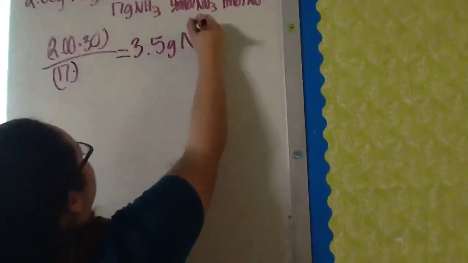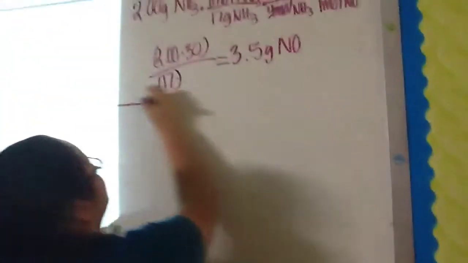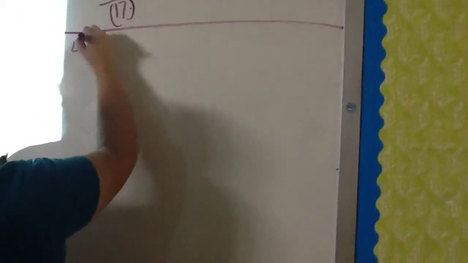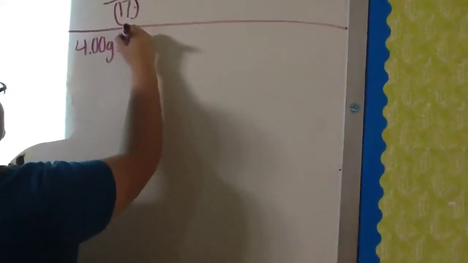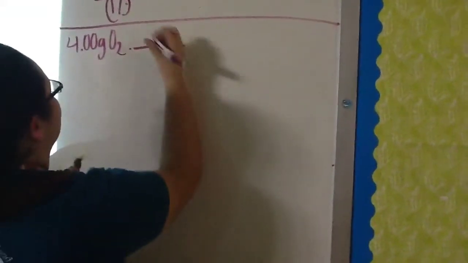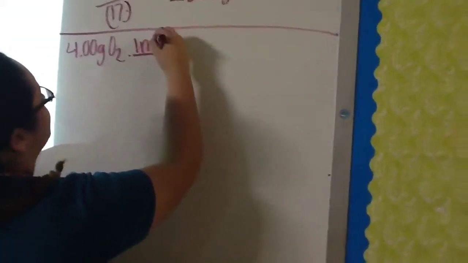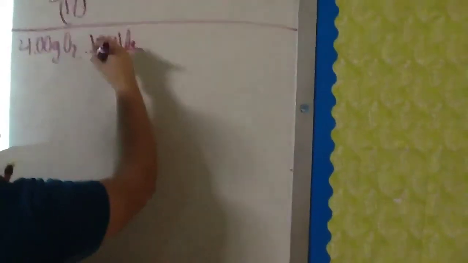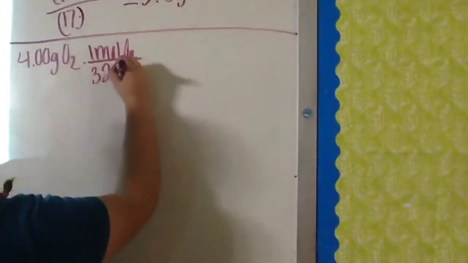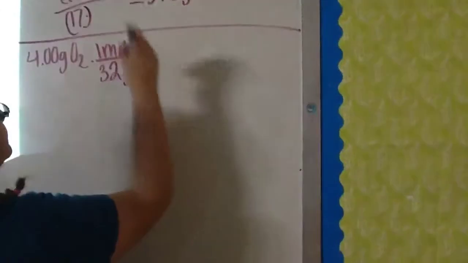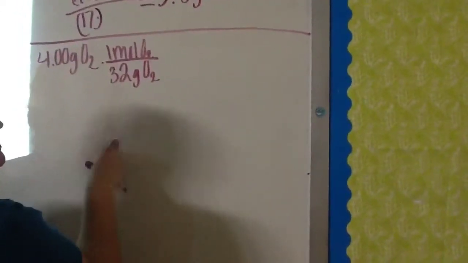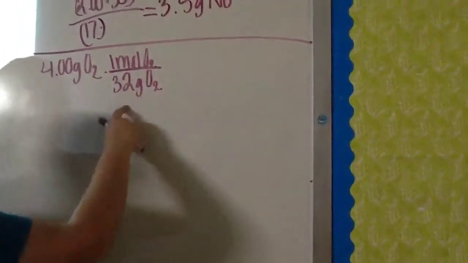grams of nitrogen monoxide. So now we're going to do the same exact thing, but with the 4 grams of oxygen. So you find the mole, so 1 mole of O2 is equal to 32 grams, because 1 atom of oxygen is equal to 16, so 16 times 2 is 32.